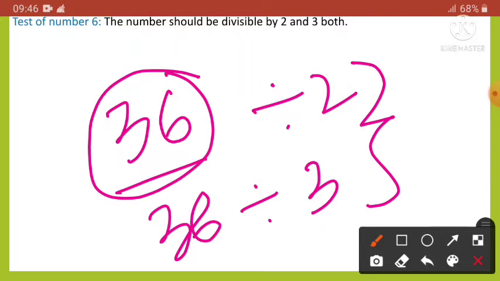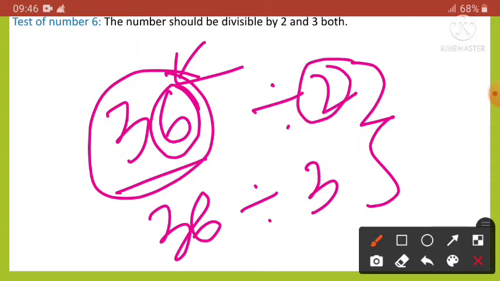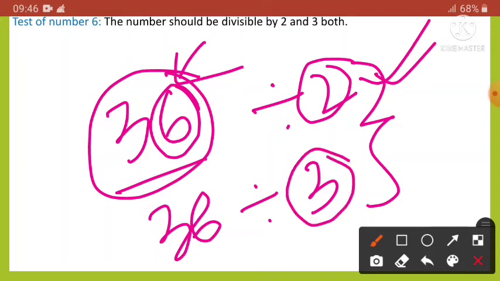Now we know that if at ones place the digit is 0, 2, 4, 6, 8, then it is divisible by 2. So it is divisible by 2. We have checked. Another one, 36. To check the divisibility test of 3, we have to add the digits. So 6 plus 3 is 9, and 9 is divisible by 3. That means 36 is divisible by 2 and 3 both. That means it is exactly divisible by 6 also.